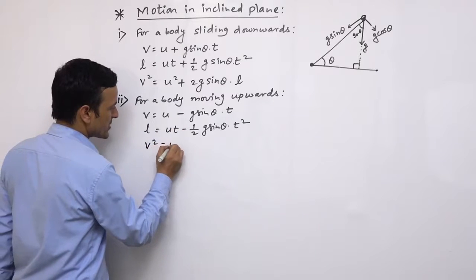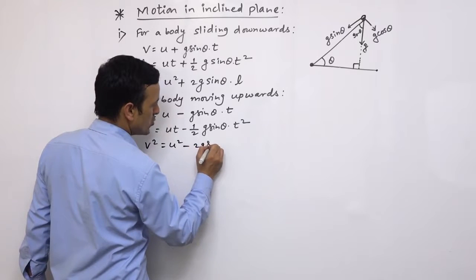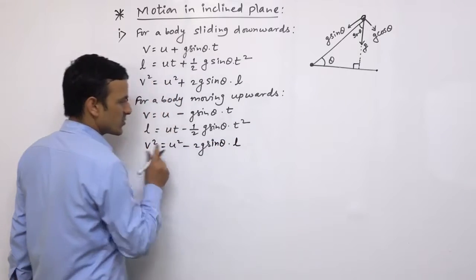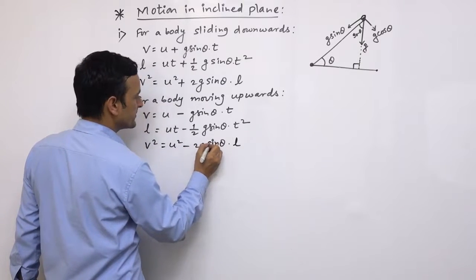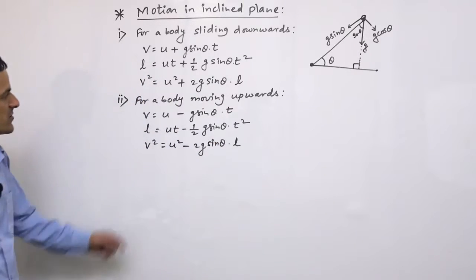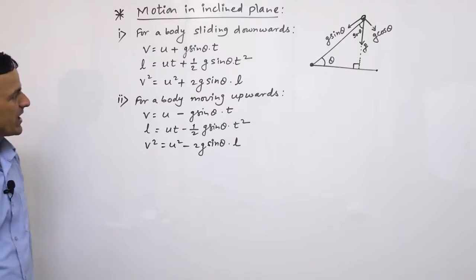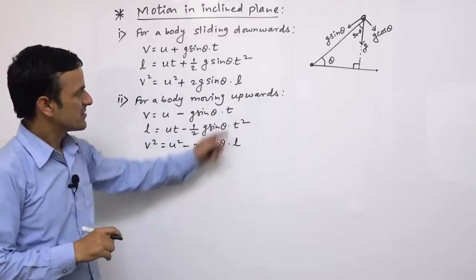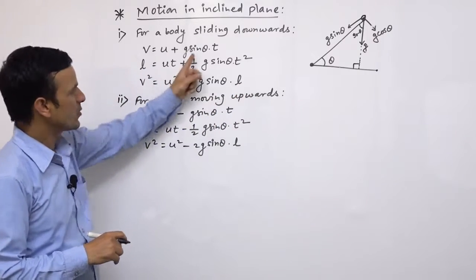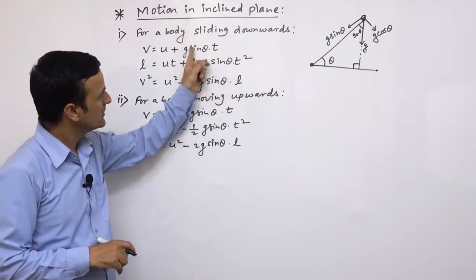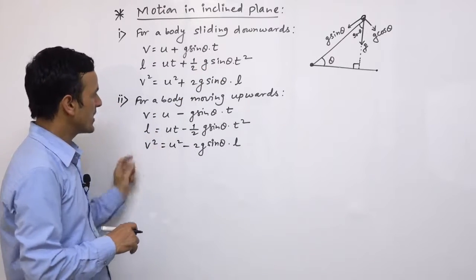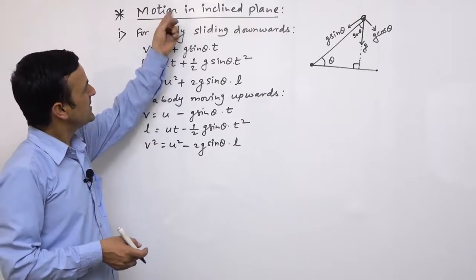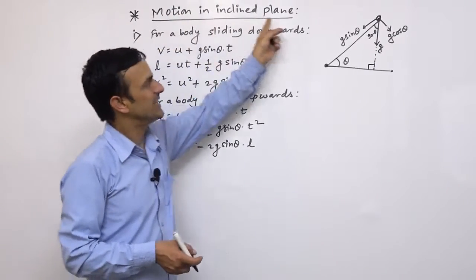Now v square is equal to u square minus 2g sin theta into L. So this is the other term, 2g sin theta into L. So this is the formula. In this way, wherever we have h, put L, the length, and wherever we have g, we have to put g sin theta. So in this way, we can apply the formula for any particle when it is on an inclined plane.